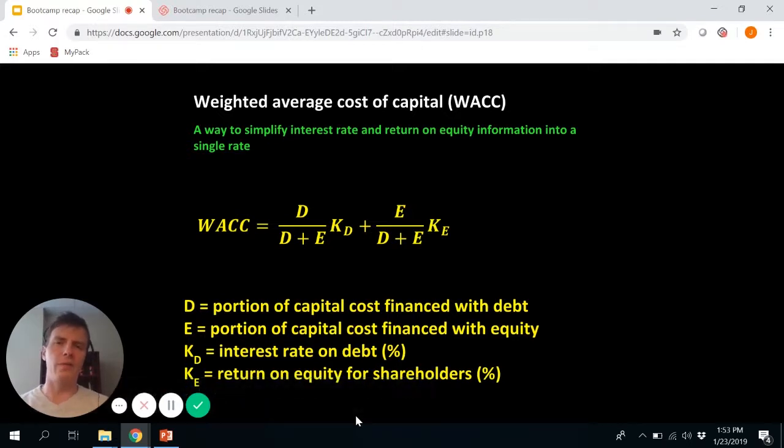So remember, the weighted average cost of capital is just a way to combine the interest rate that we're paying on debt and the return on equity that we might owe to shareholders into a single numerical weight, with each one of those individual rates weighted by the portion of the capital cost that's financed with each mechanism. So D here equals the portion of the capital cost financed with debt. E equals the portion of the capital cost financed with equity. KD is equal to the interest rate on debt, and KE is equal to the return on equity for shareholders.